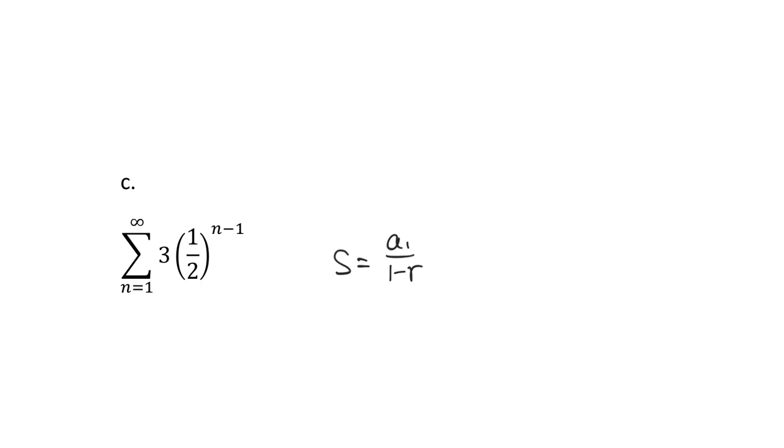We just need to know the first term and then the common ratio. Well, we already know the common ratio was 1/2. First term turns out to be 3. If you plug in a 1 for n, 1 subtract 1 is 0. 1/2 to the 0 power is 1. 1 times 3 is 3. So we have 3 divided by 1 minus 1/2, which is 3 divided by 1/2, which is 6.